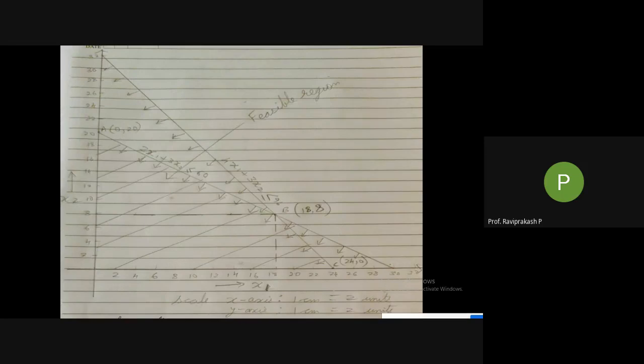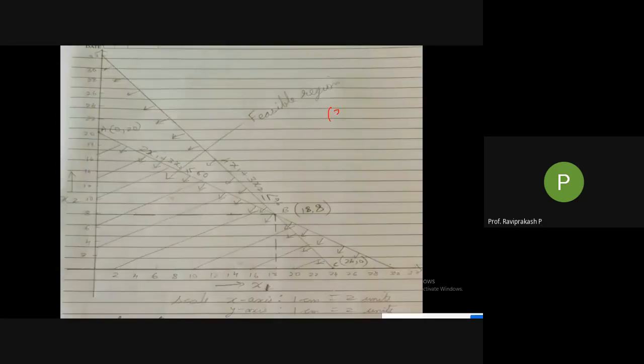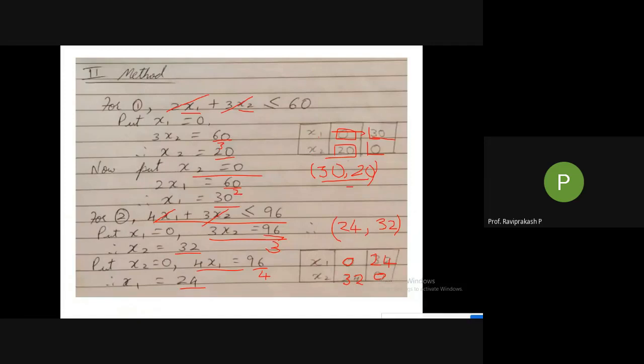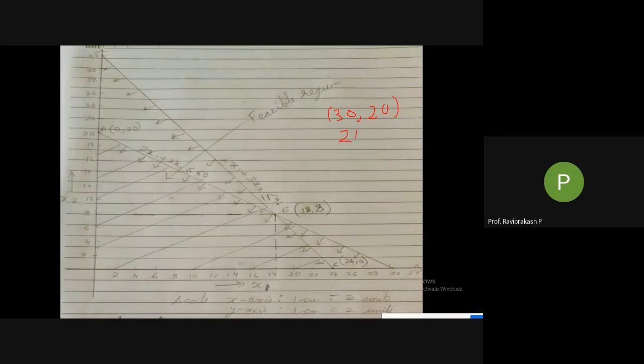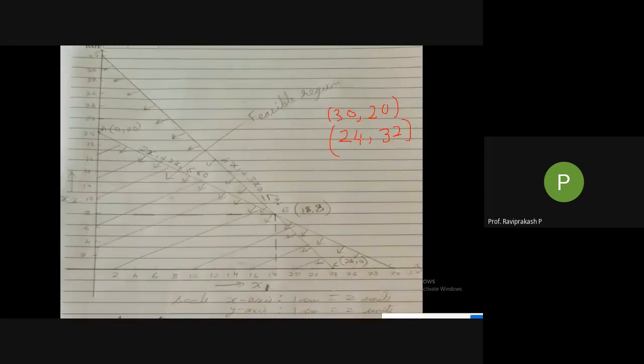I should have written the points. So what are the points? I'll go back, I'll write it again. So 30 comma 20 is one, so I'll write it here. Okay, 30 comma 20 is one. Then what is the second one? Second one is 32 comma, not, sorry, 24 comma 32. So it is 24 comma 32. This is just for your reference, so that we should not go back and forth. Okay, this is 30 comma 20, 24 comma 32.